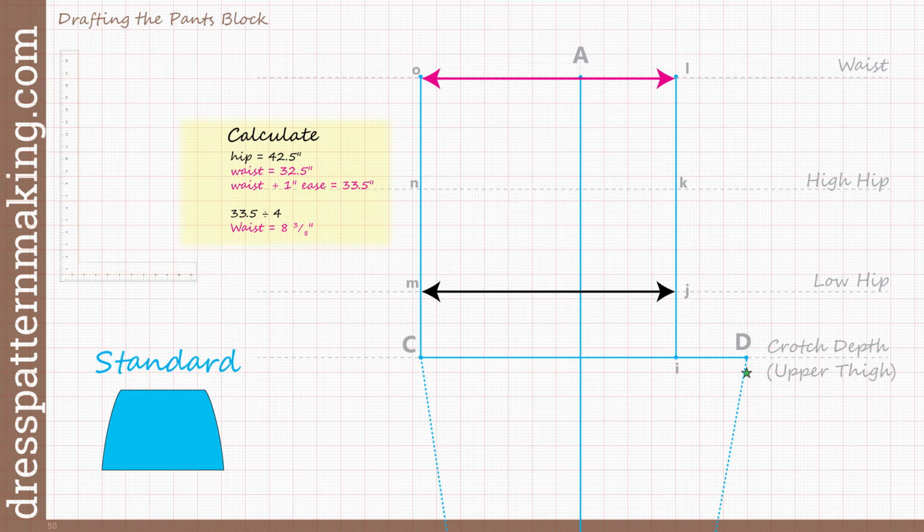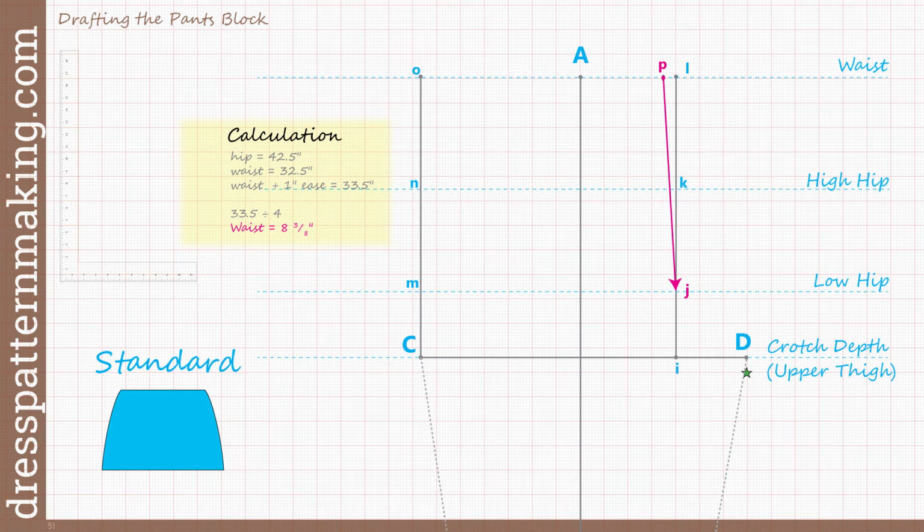We will need to put a dart in there as well. So we'll start shaping from the next slide. On the waistline, from point L, measure in 1/2 inch and mark point P. Draw a line from point P on the waist to point J on the low hip. This is part of our centre front line.